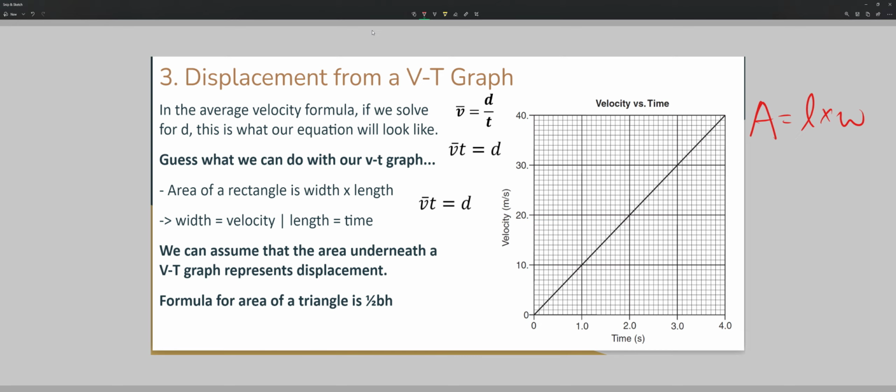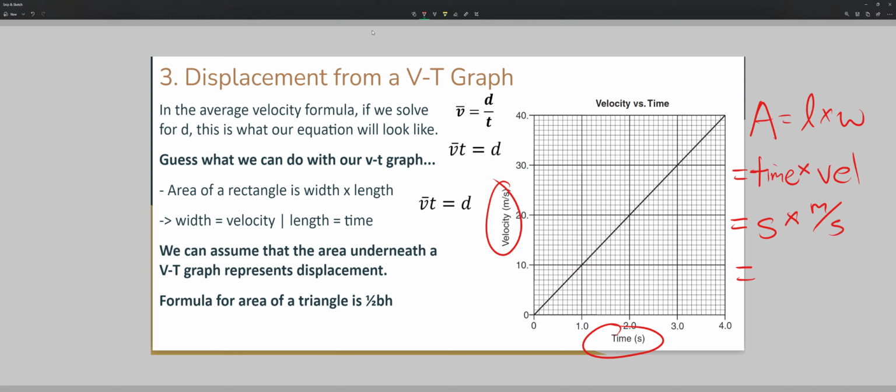What's the length of a velocity time graph? The length of a velocity time graph is my time, right? So my time is t, and I measure it in seconds. And my width on a velocity time graph is my velocity. So it's time times velocity. If you take a look at your units here, your time is measured in seconds, and your velocity is measured in meters per second.